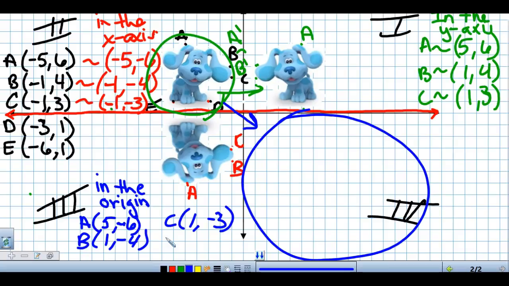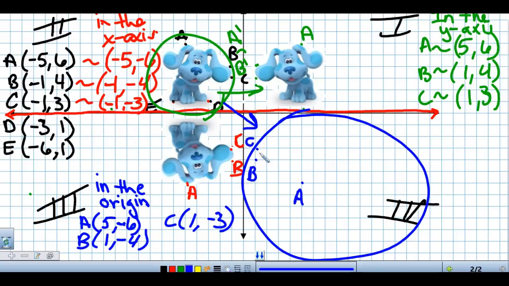So what is blue going to look like? Well, let's go ahead and graph them. 1, 2, 3, 4, 5. 1, 2, 3. There's our A. You'll notice I'm using color coding. I like using color coding because we're doing 3 different reflections based on one figure. That could be kind of confusing, putting prime and then double prime and then triple prime all over the place. So I just use color codes. B is 1, negative 4. C would be here.